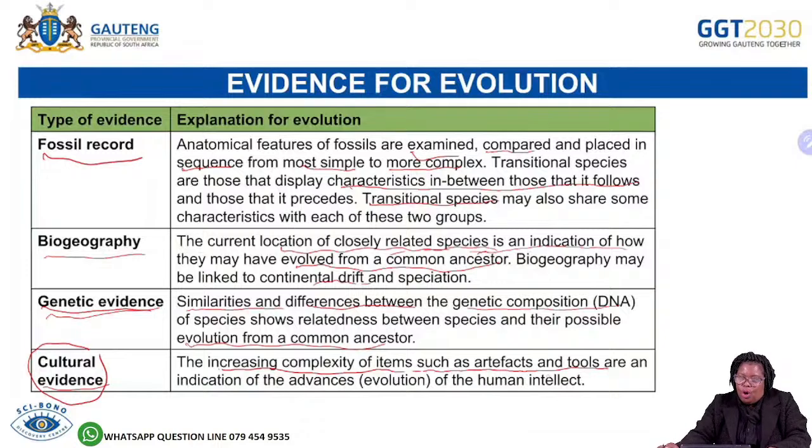But because of evolution, what happened? Because of advances of the human intellect, now in present times, a human being can use what? In order to use a stone to cut meat, for example. But now, because of the advanced human intellect, you can use a knife to cut your meat. Do you understand, girls and boys? Okay.